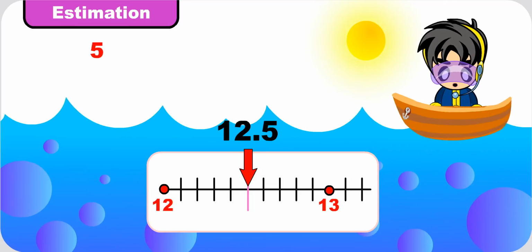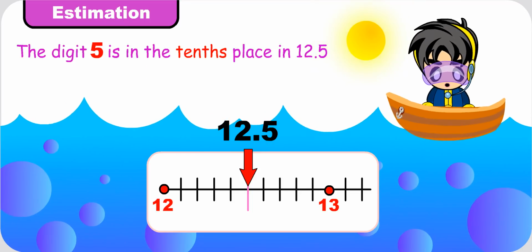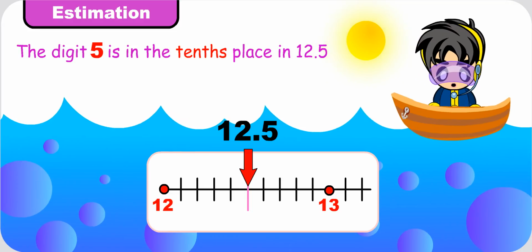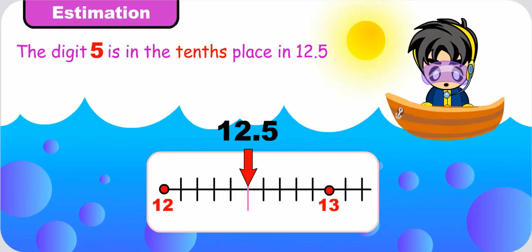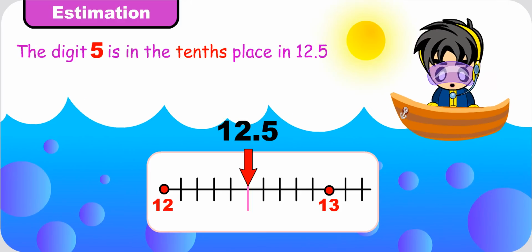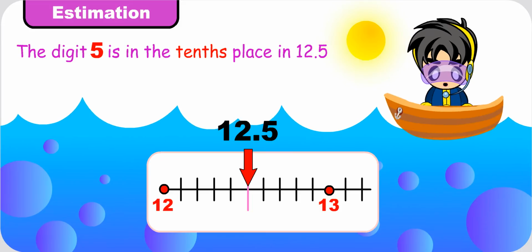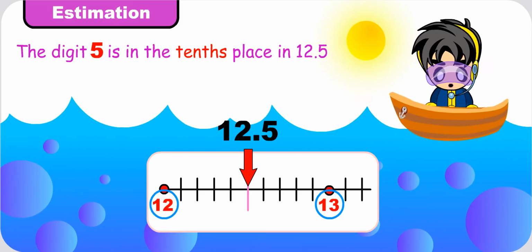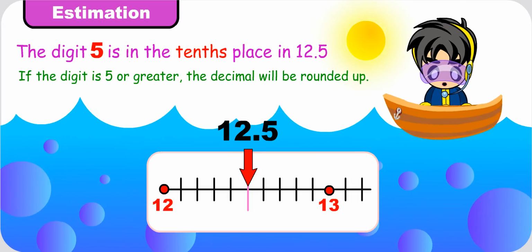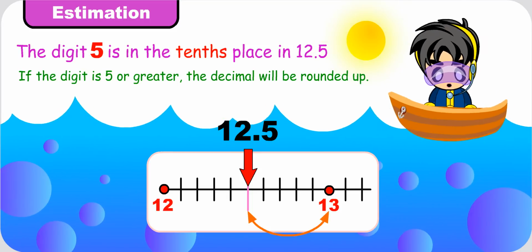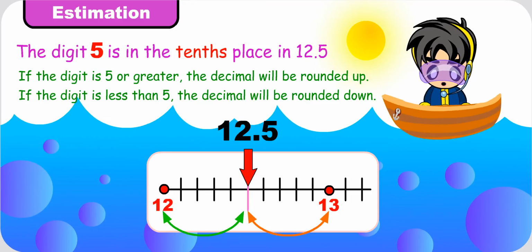The digit 5 is in the tenths place in 12.5. When we are rounding off decimals to the nearest whole number, we look at the digit in the tenths place. In this case, 12.5 represents the halfway mark of the two whole numbers 12 and 13. If the digit is 5 or greater, the decimal will be rounded up. If the digit is less than 5, it will be rounded down.